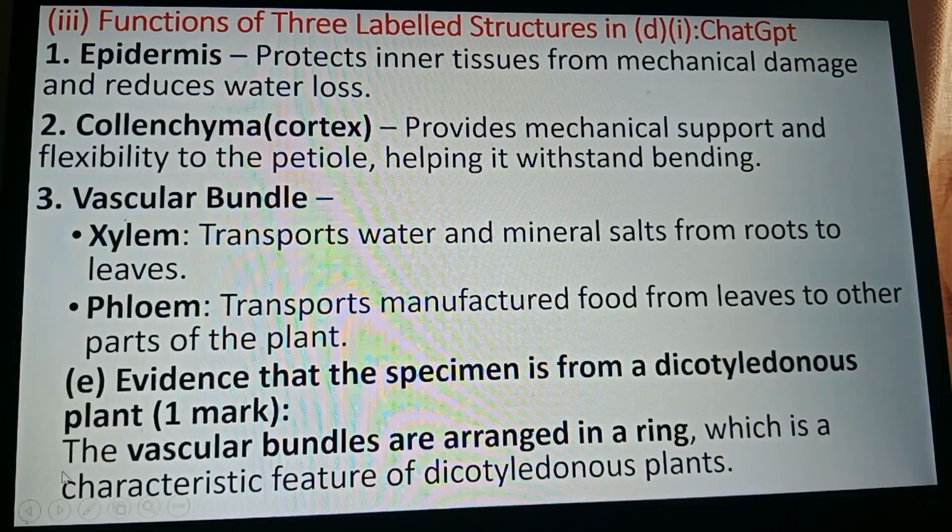And for ChatGPT, epidermis protects inner tissues from mechanical damage and reduces water loss. Parenchyma or cortex provides mechanical support and flexibility to the tissue, helping it to withstand bending. Vascular bundle, ChatGPT broke it into xylem, which transports water and mineral salts from roots to leaves, and phloem, which transports manufactured food from the leaves to the other parts of the plant. Evidence that the specimen is from a dicotyledonous plant: the vascular bundles are arranged in a ring, which is a characteristic feature of dicotyledonous plants.